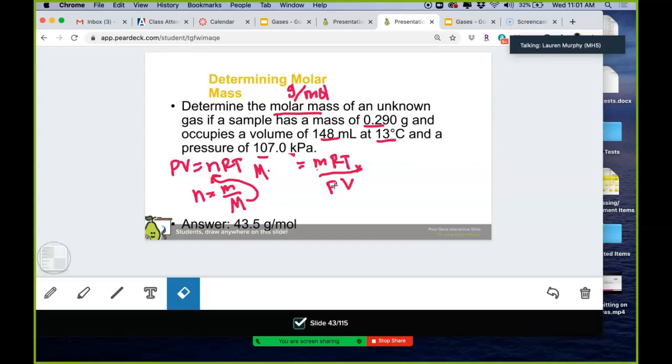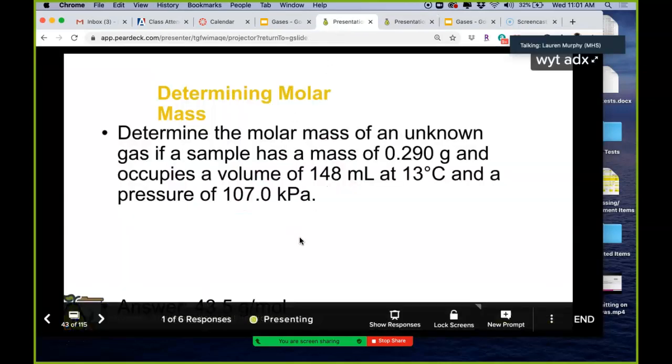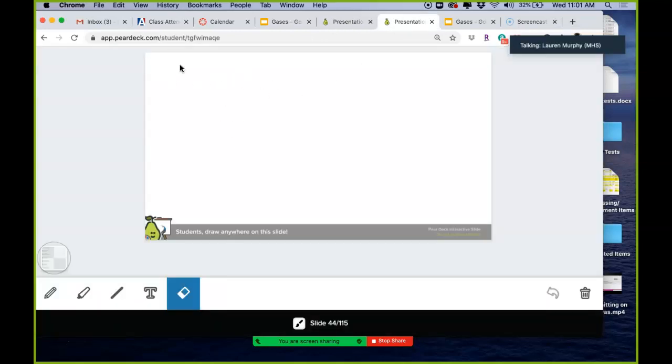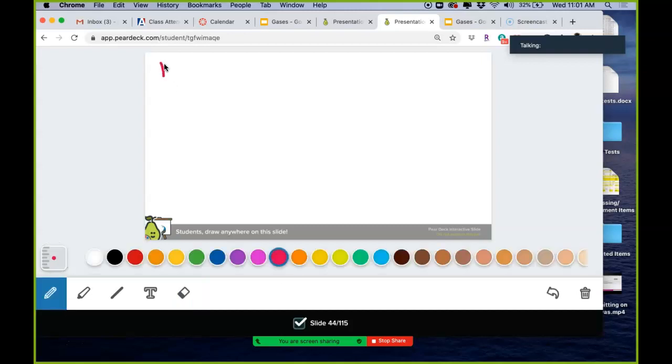So at this point, it's just plug and chug. Now you need to be careful. The volume I gave you is in milliliters, and you cannot use milliliters. This isn't combined gas law. You have to use liters because the R constant's units are in liters. So other than that, so this is mRT over PV. That's molar mass.